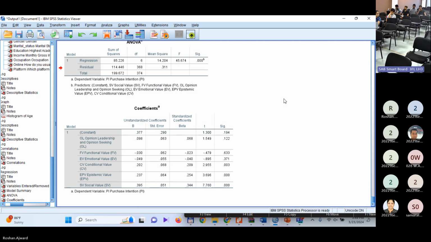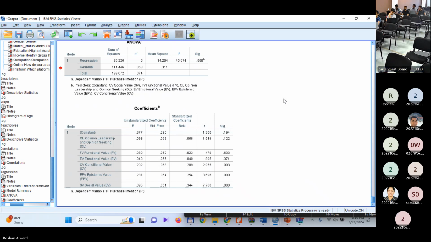In this coefficient table, you can very well see the constant is given. The constant is the intercept. In SPSS language, the constant is the intercept. What's the value? 0.377. Right, 0.377 is the intercept. Then the slopes are given for all 6 variables.